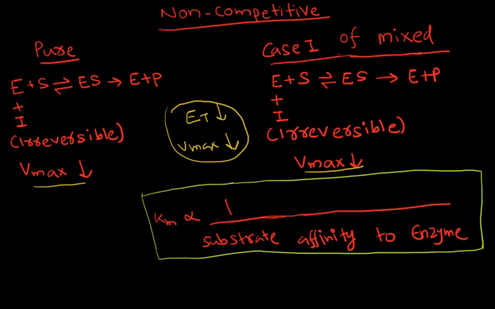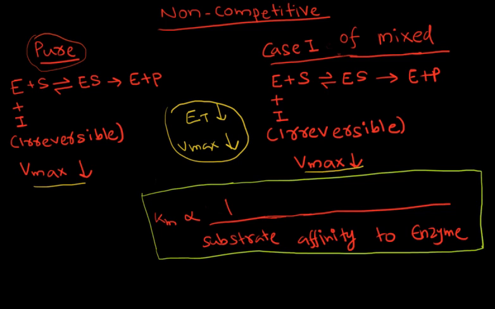But what happens to the Km? Let's see. So we already know this rule, right? Km is inversely proportional to the affinity of the substrate for the enzyme, right? Okay, so let us see.